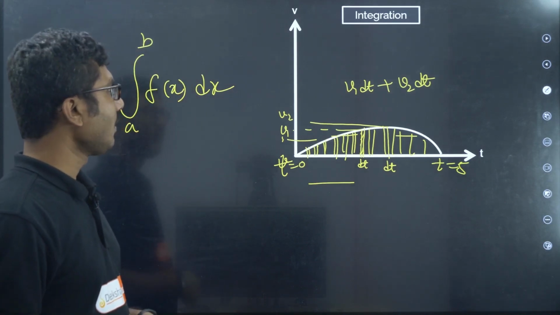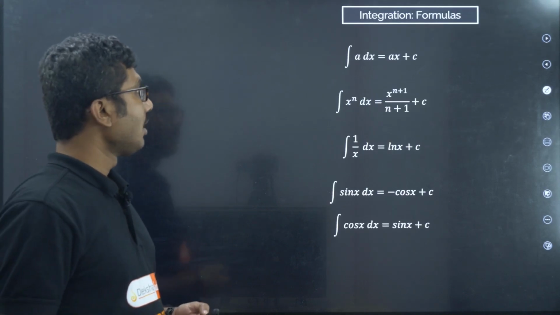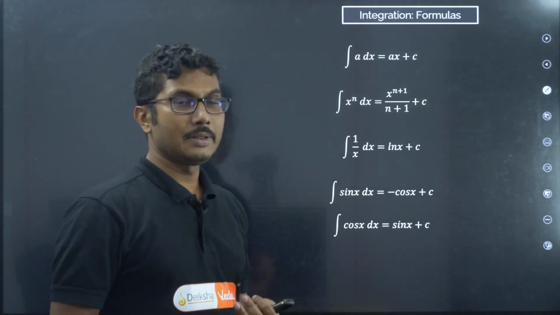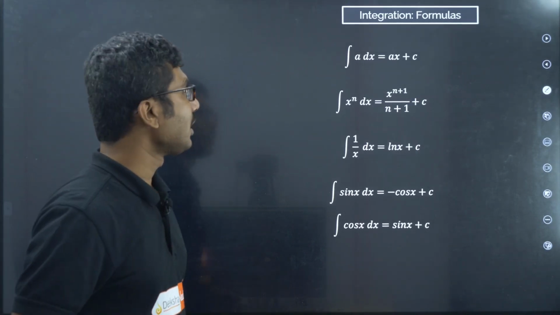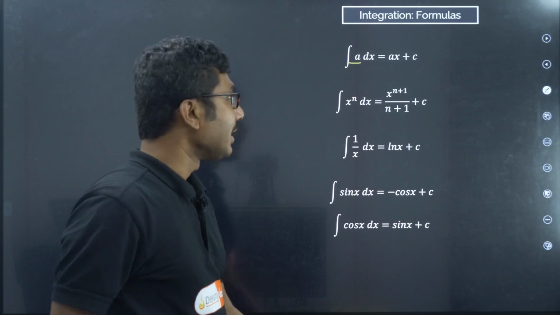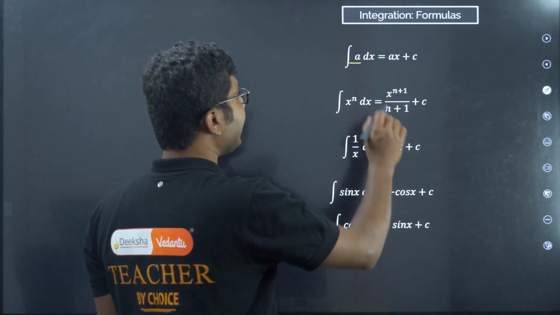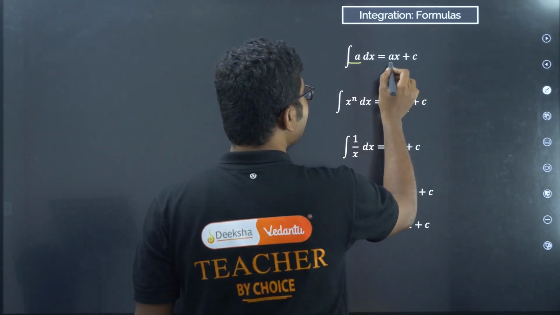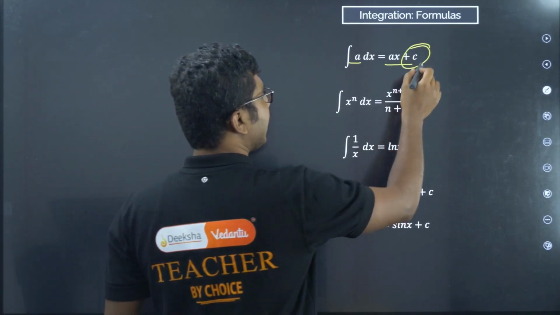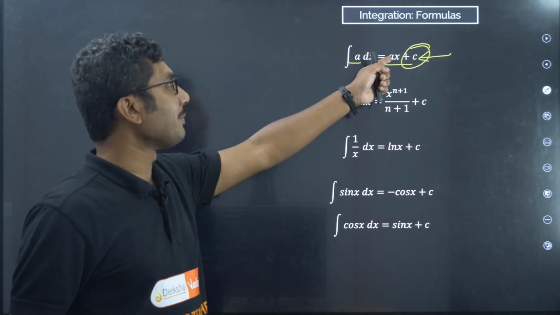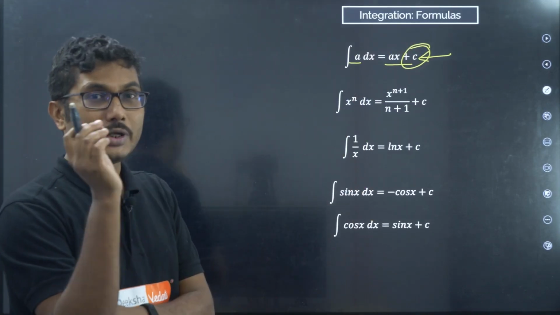Now let's move on. Basically, integration means area under the graph. Now, integration formulas: similar to differentiation, there are a few formulas for integration as well. What are the formulas? Integral of a dx, where a is a constant. In differentiation, when we differentiate a constant, we get 0. For integration it is not 0. For integration it is ax plus c. Whenever we do an integration, a constant comes. In general, it comes in mathematics. In physics, we generally do not use plus c because in 99% of cases we use definite integration.